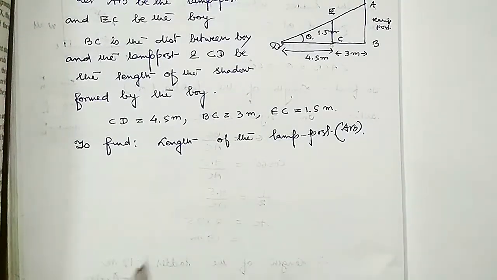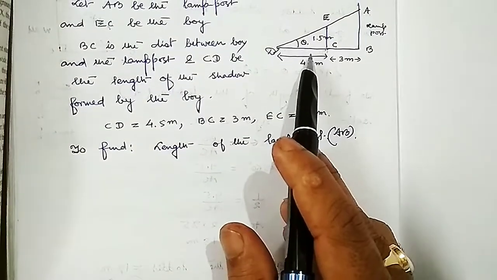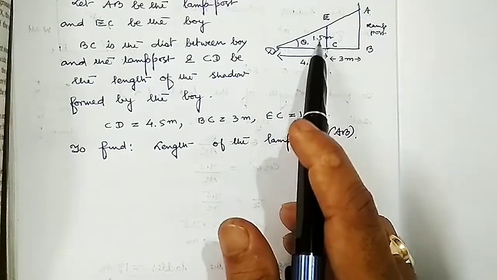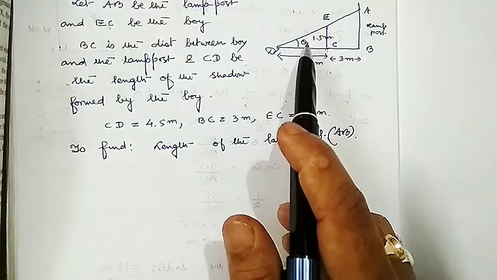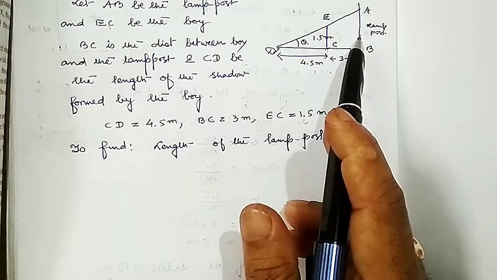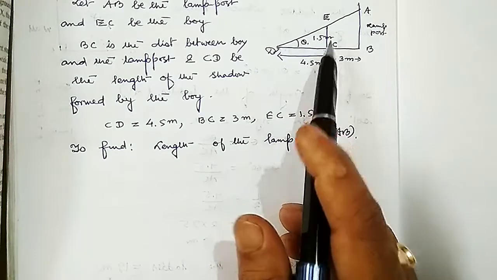Now one important thing here is that the angle is not given, and without knowing the angle how can you find this one? For this, from the smaller triangle, we have to find theta first, and after calculating theta we can find the height of the lamppost. Clear? So for finding this angle we have to consider triangle ECD.